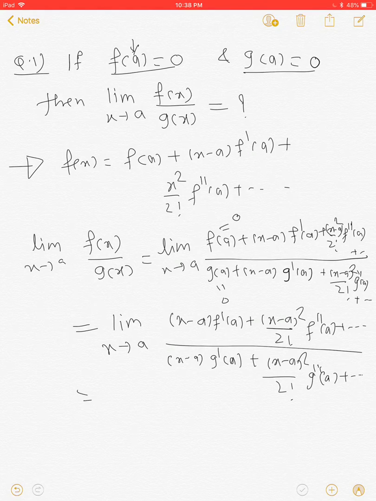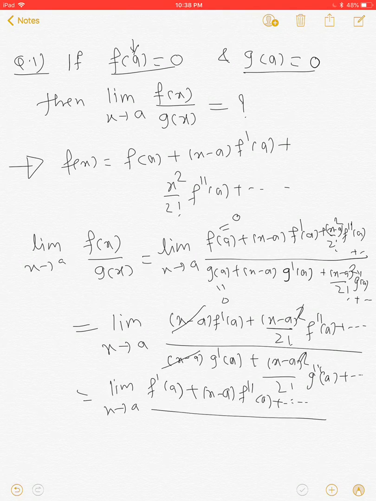If we divide numerator and denominator by (x minus a), then this (x minus a) will get cancelled. Here in numerator and denominator, the coefficients of f double dash of a and g double dash of a only remain with (x minus a), because one (x minus a) is cancelled. So this becomes limit x tending to a, f dash of a plus (x minus a) into f double dash of a by 2 factorial, and so on. In the denominator, g dash of a plus (x minus a) into g double dash of a by 2 factorial, and so on.